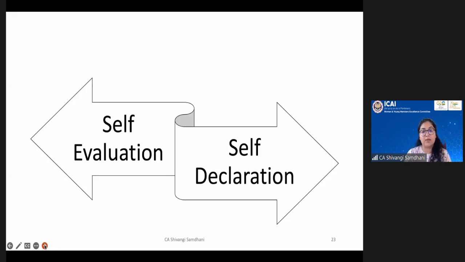ITR form 3 is for individuals and HUFs who are having income under the head profits and gains of business or profession. ITR 4 is for the persons who are opting for the presumptive taxation regime. So there is a presumptive taxation regime also available under the Income Tax Act, Section 44AD, 44ADA, 44AE.